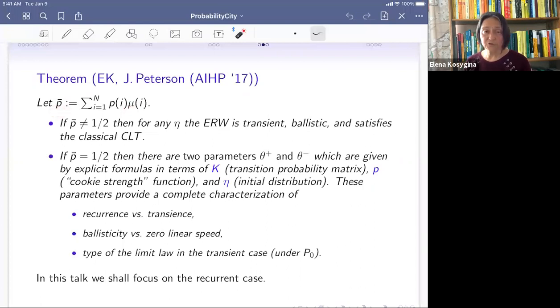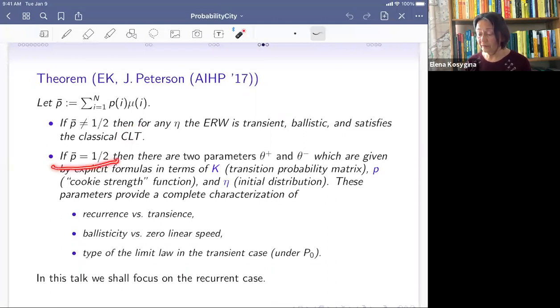And then there are two critically different cases. P bar is not 1/2 and P bar is 1/2. When P bar is not 1/2, then for any initial distribution, the walk is transient, ballistic, has a linear speed, depending on P bar is greater than 1/2 or less than 1/2, and satisfies the classical central limit theorem with respect to the averaged measure. Everything we do here in terms of limit laws is with respect to the averaged measure.